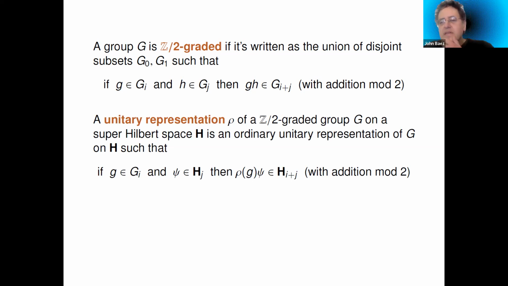Okay. I was just saying, I'm not going to call them super groups because a Lie supergroup is some kind of super manifold that has a group structure. So that's something else.